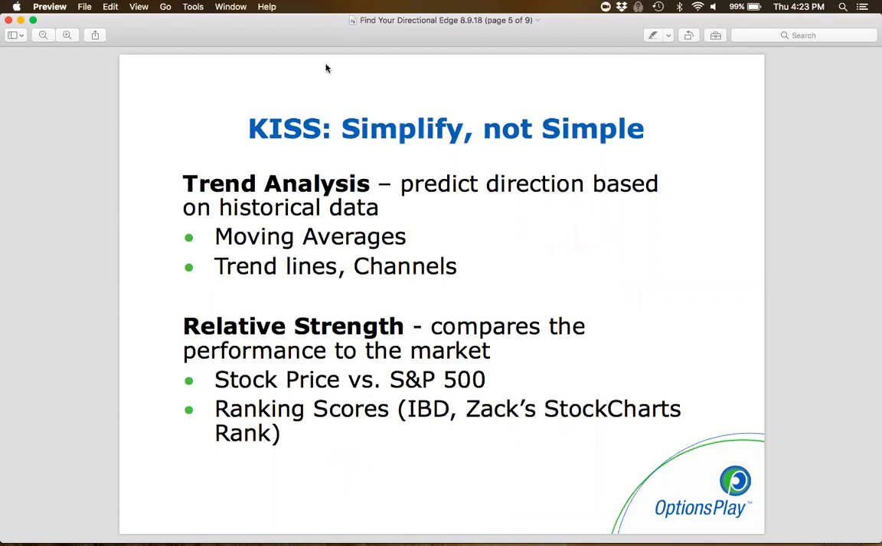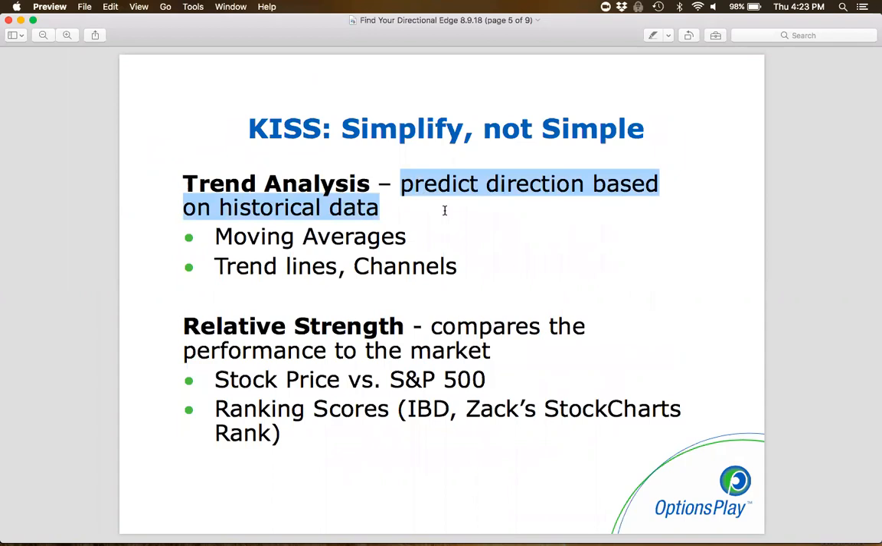What we're proposing here is using just 2 indicators to give you a very clear directional view. So we're saying to look at trend and look at relative strength. Trend analysis is pretty simple. What we're really talking about is predicting the future direction of a stock or ETF based on historical data.